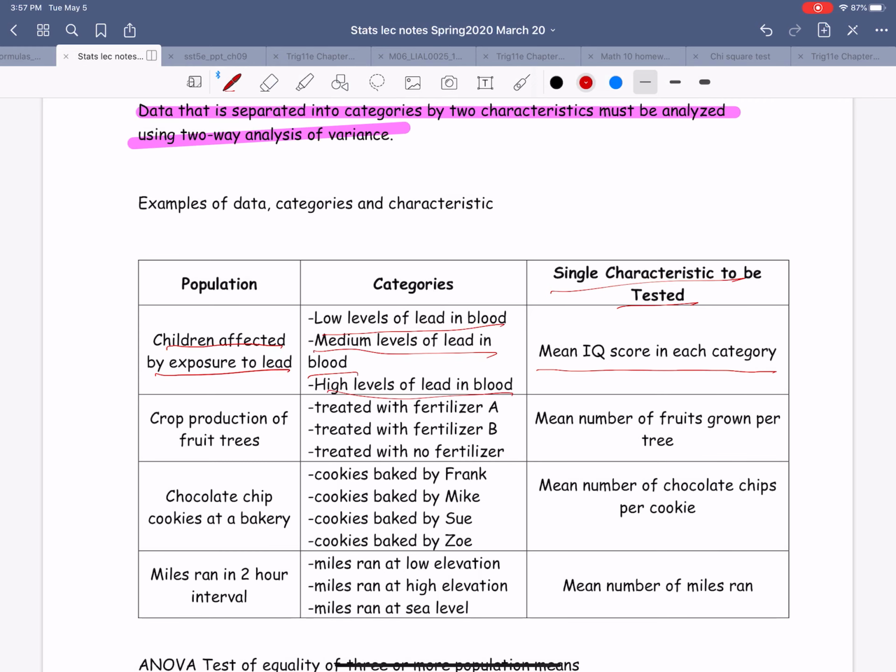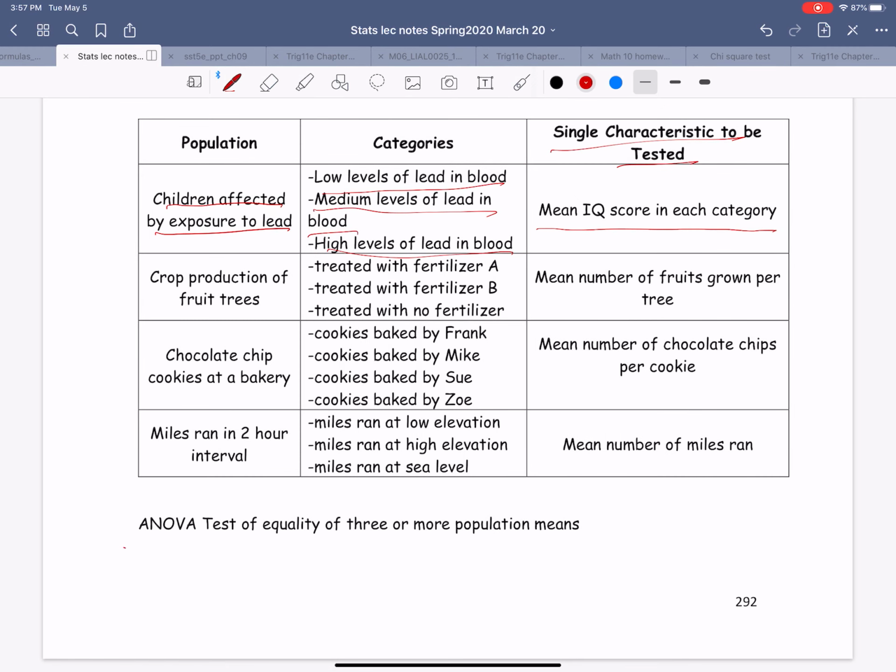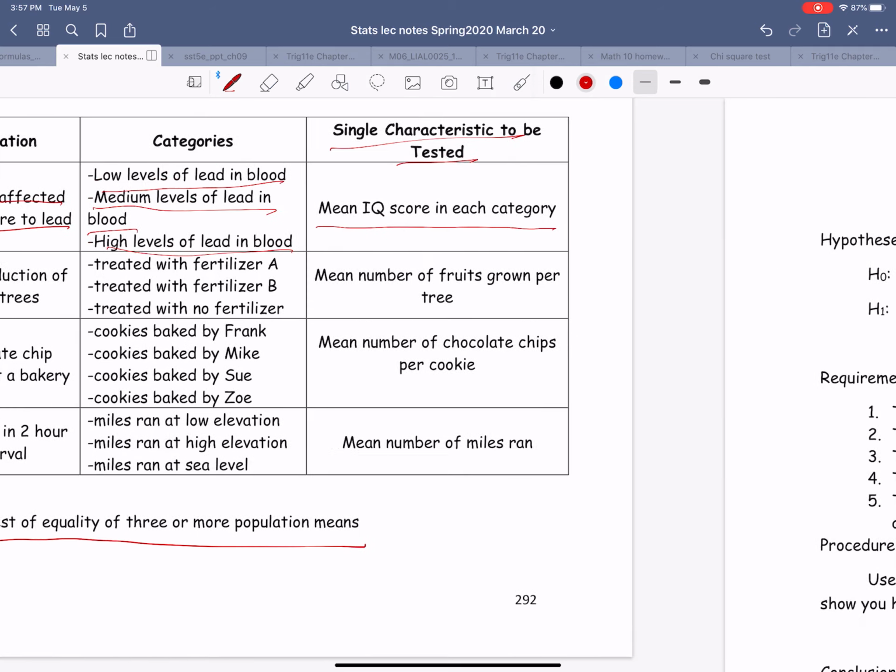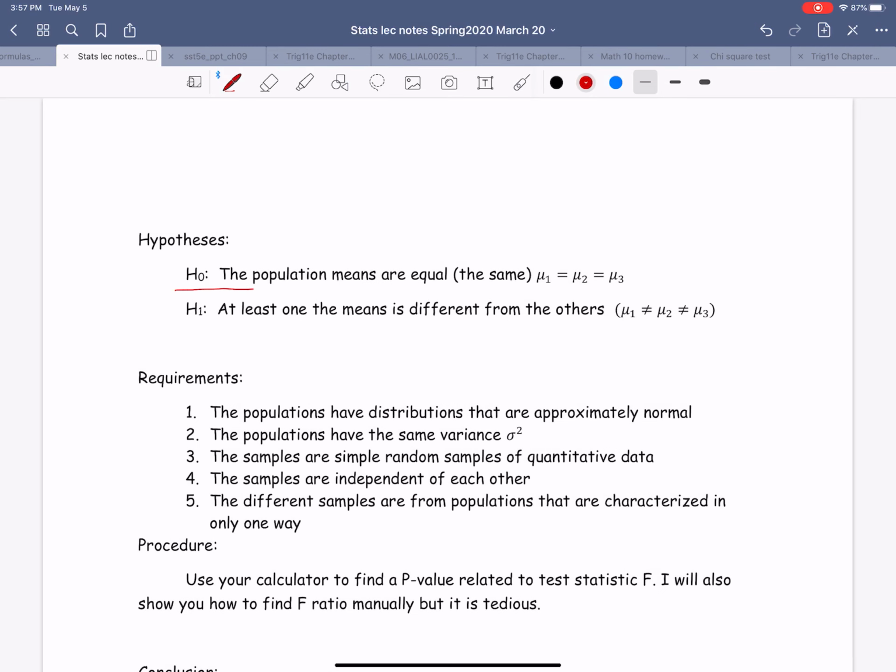This is the test of equality for three or more population means. Our null hypothesis is always going to be that all the three means are equal. Alternative hypothesis would always be that at least one mean is different. At least one is different from the others. Null is all of them are equal. This is always going to be our null and alternative hypothesis.